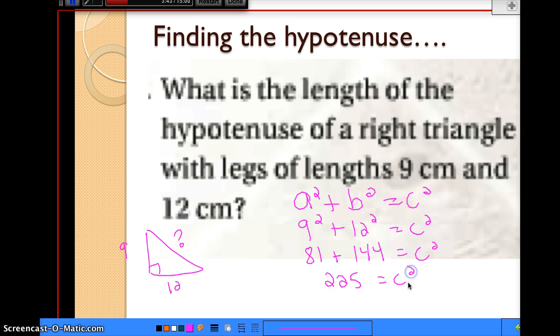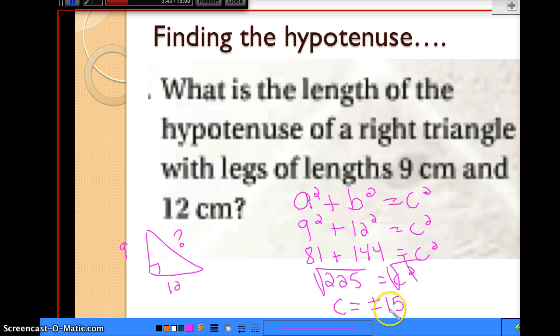Equals C squared. The inverse of squaring, you have to get C by itself, so you have to get rid of that, would be square rooting. Make sure you do it to all terms. I'm going to switch my sides here. The square root of 225 is plus and minus 15.